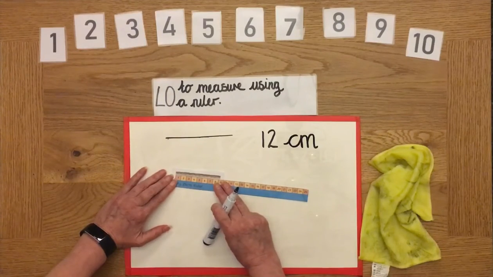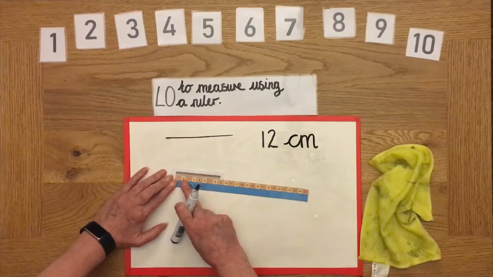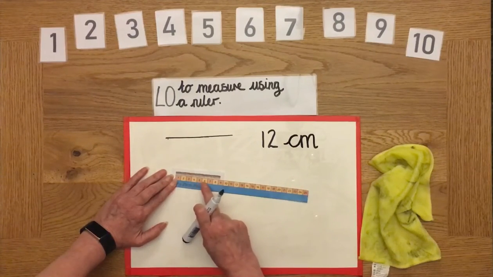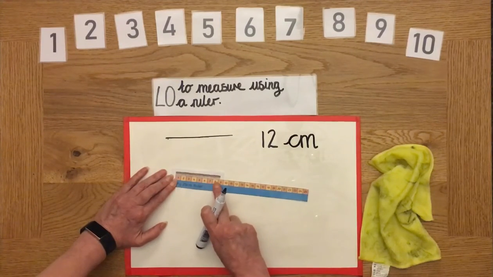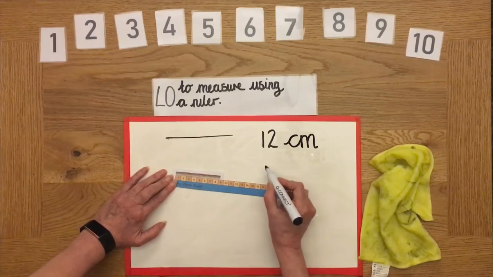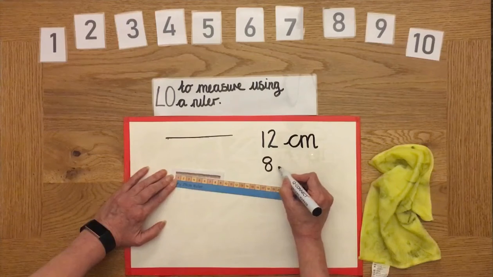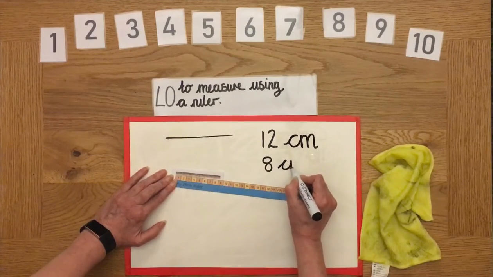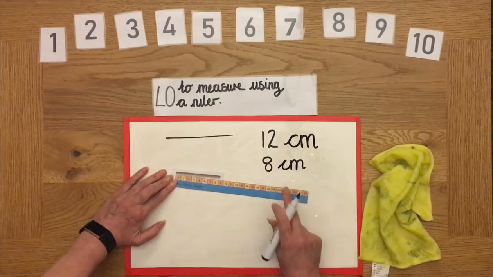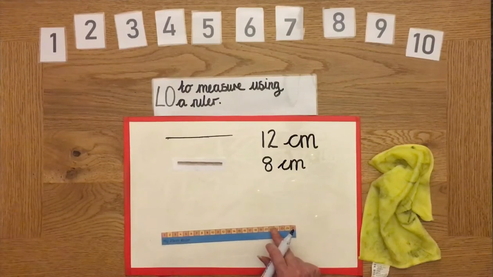Now, I know that it's covered the 1, 2, 3, 4, 5, 6, 7, 8, but it's not quite covered the 9. So that means that our rope is 8 centimetres. Brilliant. Let's get something else.